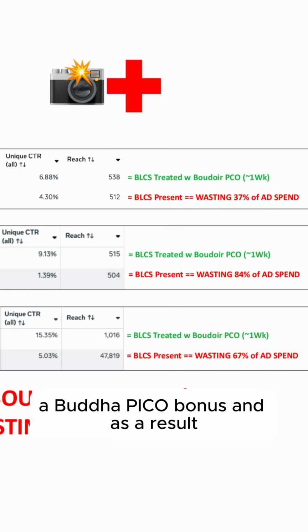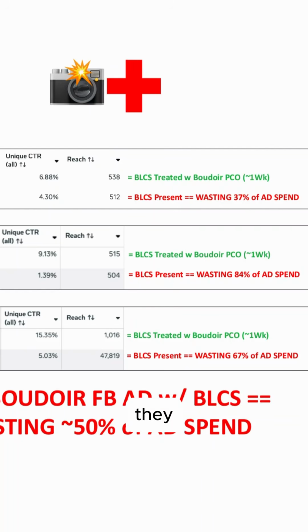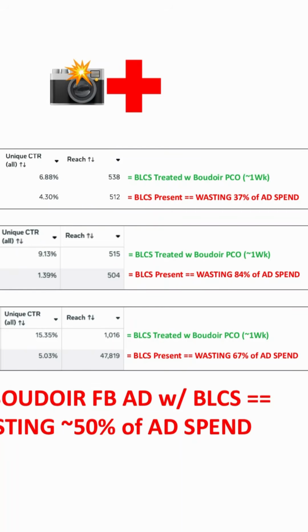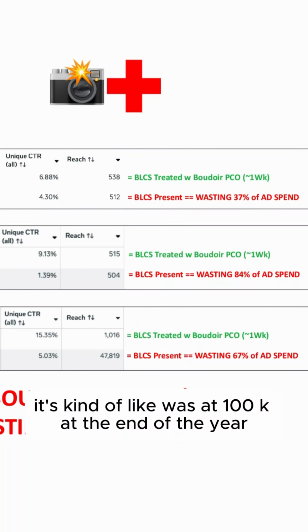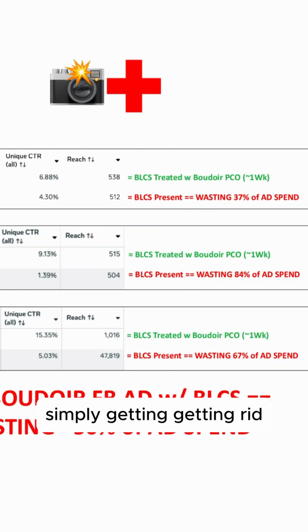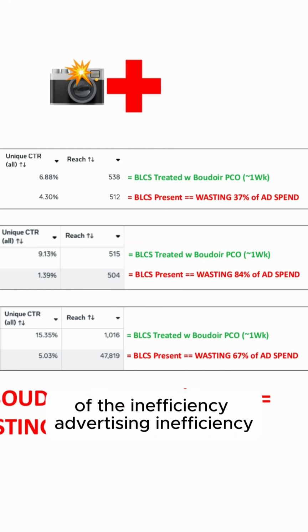And as a result, they get a bonus. It's kind of like, was that 100K at the end of the year? Literally for doing no extra work, simply getting rid of the inefficiency, advertising inefficiency.